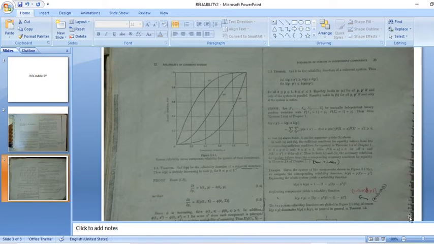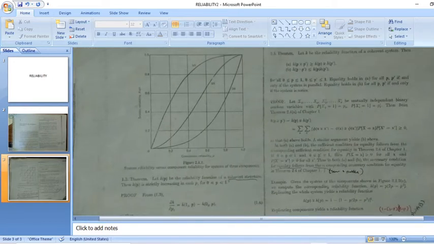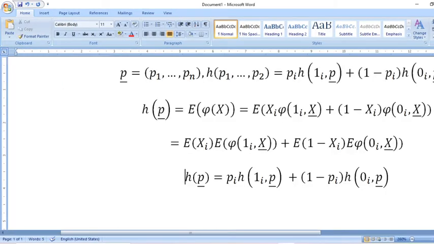Now we consider a theorem that we have to prove. Let h of p be the reliability function of a coherent structure, then h of p is increasing. So in this theorem, the behavior of the h of p function is to be discussed. We have to prove that this h of p is increasing.